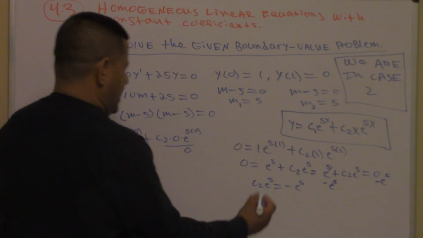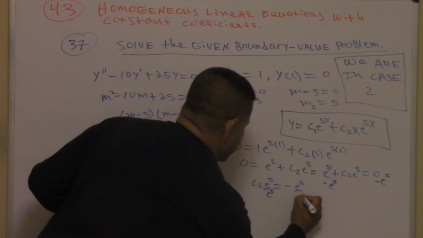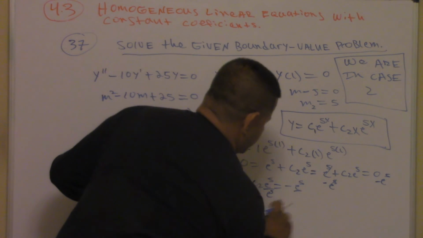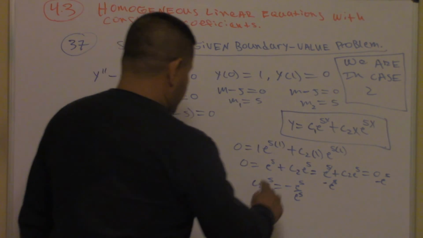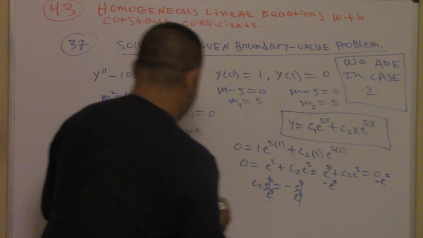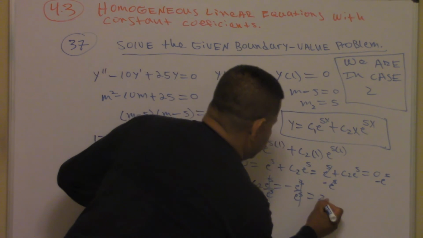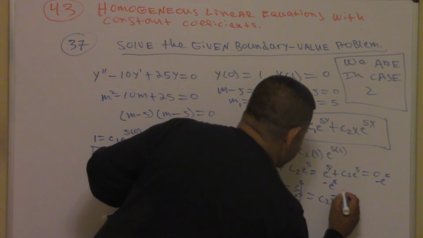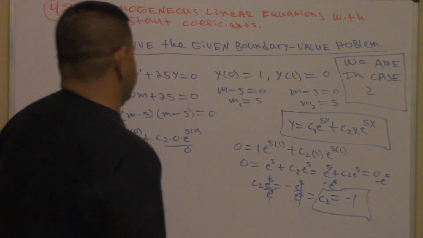Now, let me divide by e to the fifth on both sides. Okay? So this e to the fifth cancels out, and those cancel out, which is equal to 1. So that means that C2 is negative 1. C2 is equal to negative 1, okay?